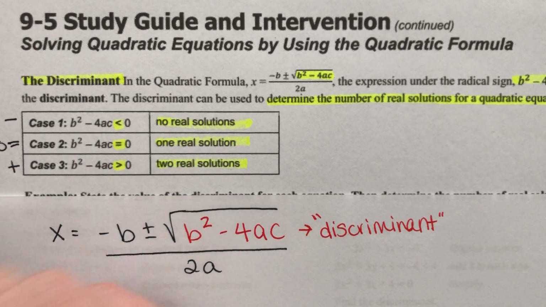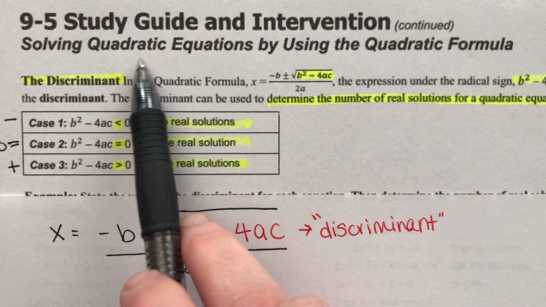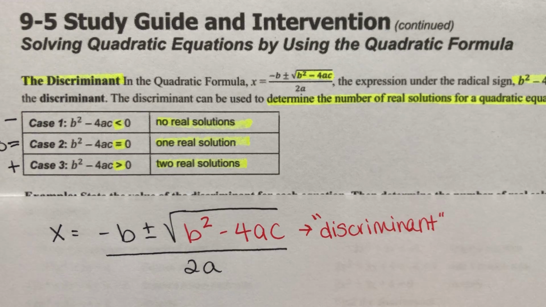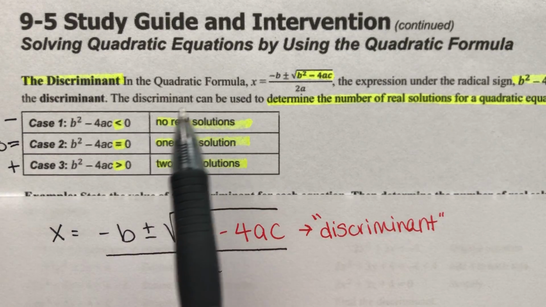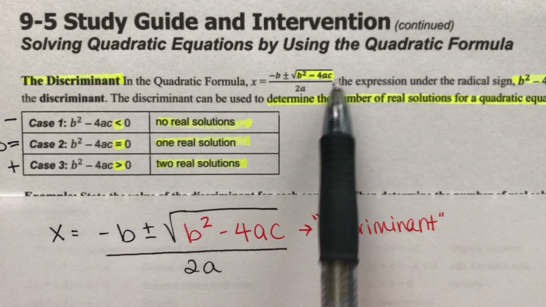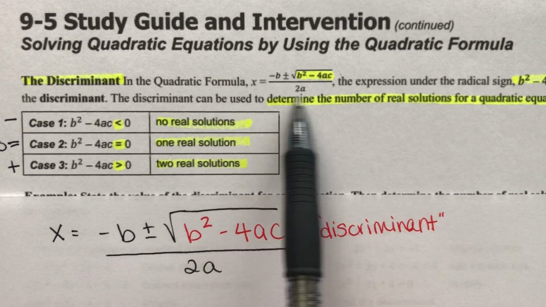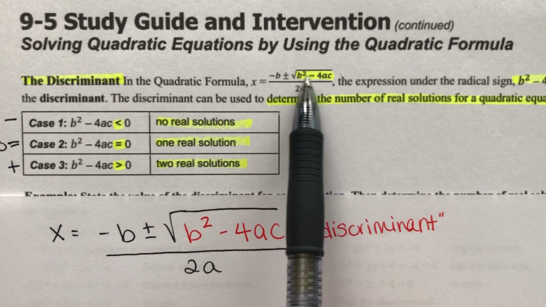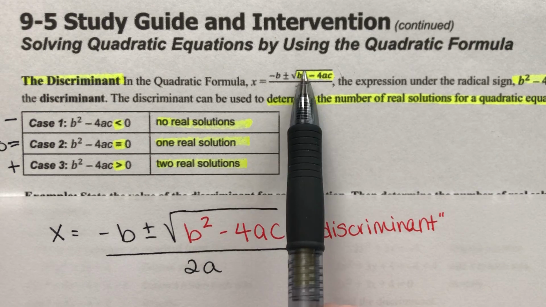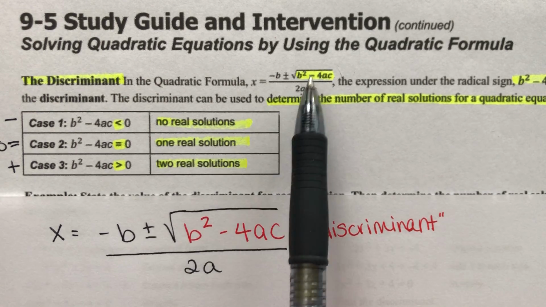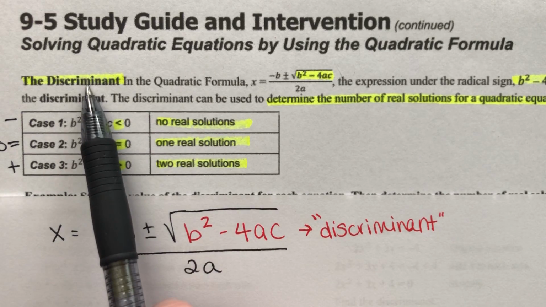Right, this lesson video is part 2 of 9-5, solving quadratic equations using the quadratic formula. In part 1, we focused on what the quadratic formula was and how to use it. In this part 2, we're going to focus on just one piece of the quadratic formula. Here's the whole formula. We are only going to focus on what's underneath this radical sign here, this b squared minus 4ac part. That part right there is called the discriminant.